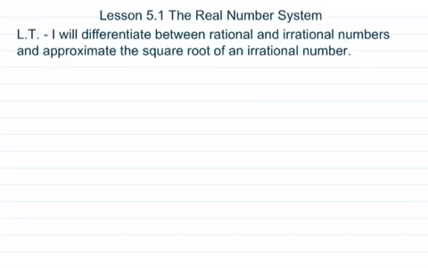Lesson 5.1 is about the real number system. Our learning target: we are going to differentiate between rational and irrational numbers and approximate the square root of an irrational number. Remember that square root symbol looks like this, just as a review. And if I asked you what is the inverse of square root, you should be thinking squaring a number, okay?